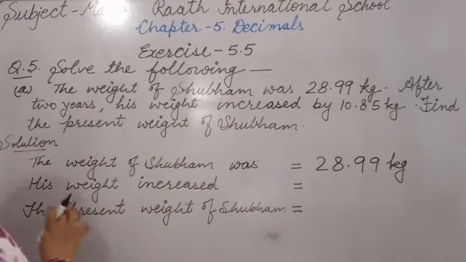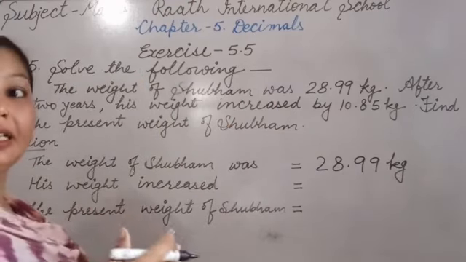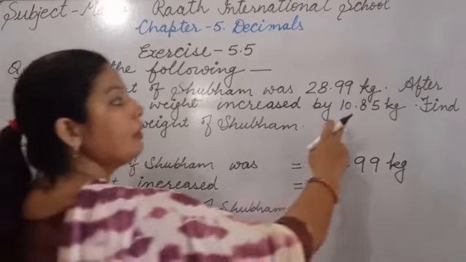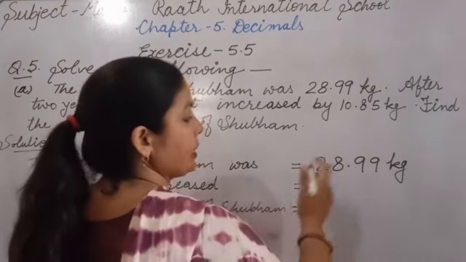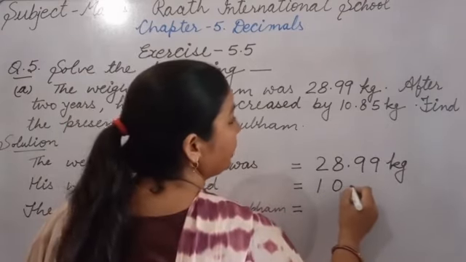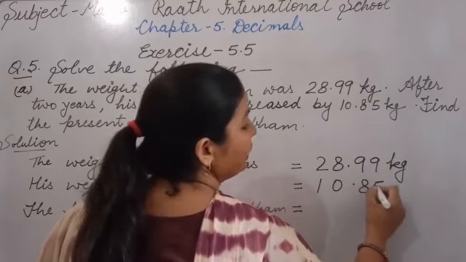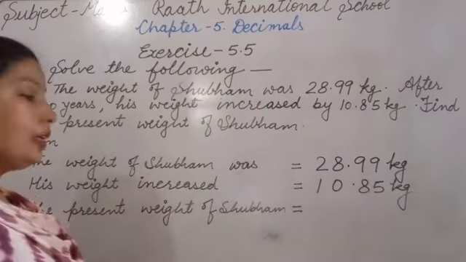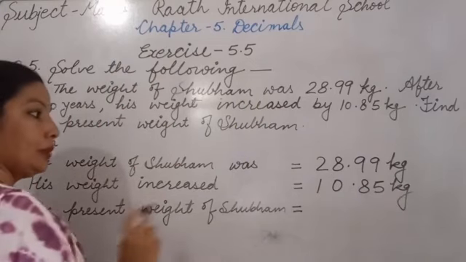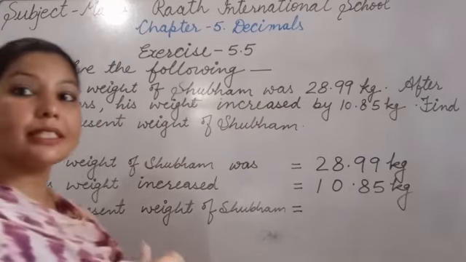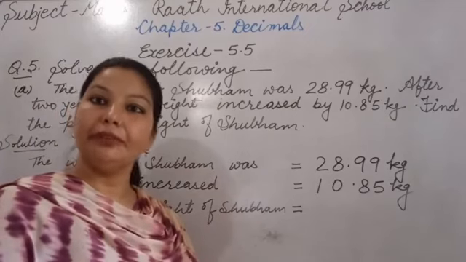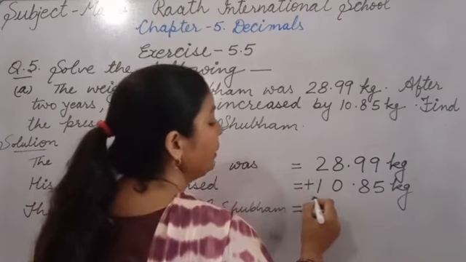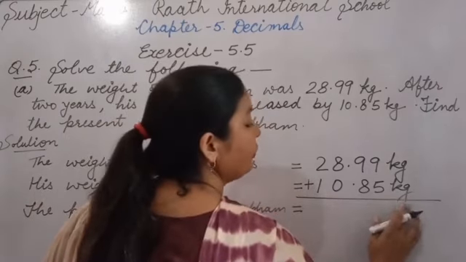Now his weight increased. How much did it increase? 10.85 kg. So we write here 10.85 kg. That increased. Okay. Now the present weight of Subham. So now we find his present weight, how much his present weight has become. So for that we will do addition. Okay. So now we will do addition here.